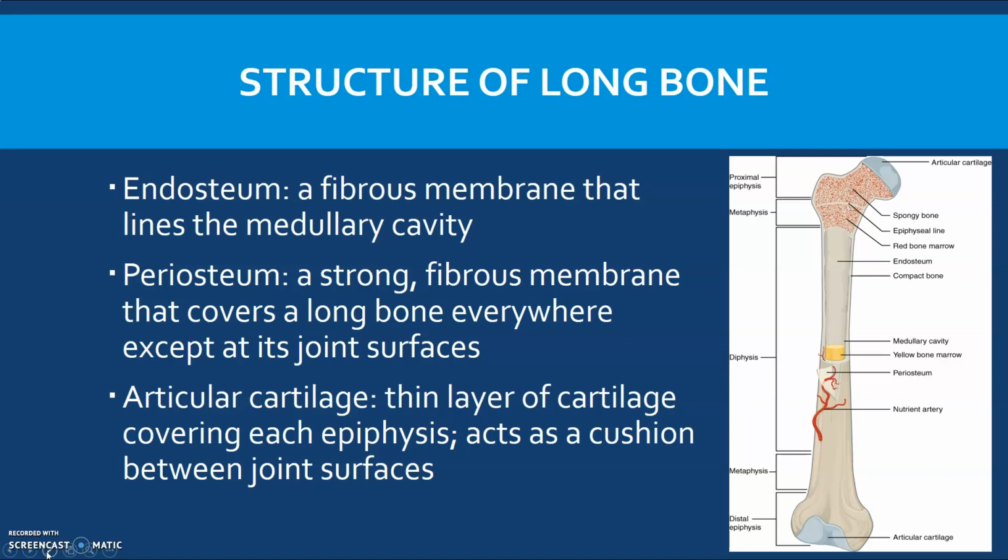The periosteum is a strong fibrous membrane that covers a long bone everywhere except at its joint surfaces. And articular cartilage. Articular cartilage is the thin layer of cartilage that covers each epiphysis. And this articular cartilage acts as a cushion between the joint surfaces.